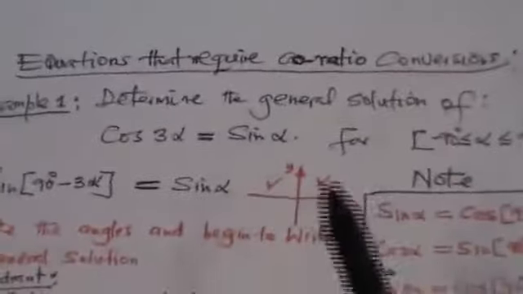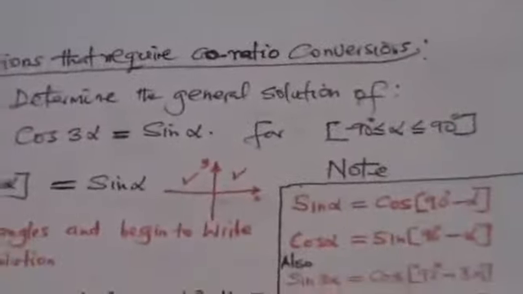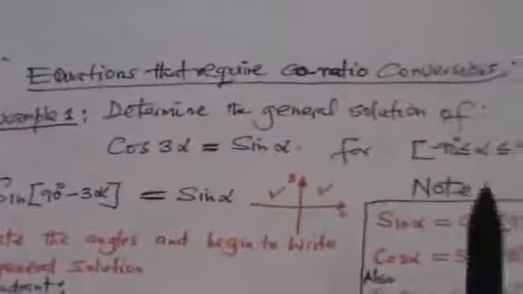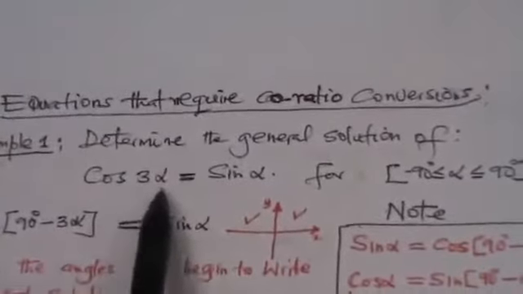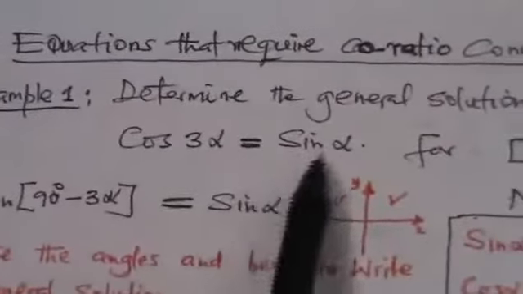And this is nothing other than something you already know when you talk about cofunctions. The cofunction of sine is cos, the cofunction of cos is sine. So let's look at example 1. It says determine the general solution of cosine 3 alpha is equal to sine alpha. Take note, cosine 3 alpha is equal to sine alpha.